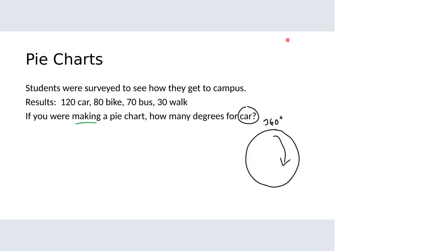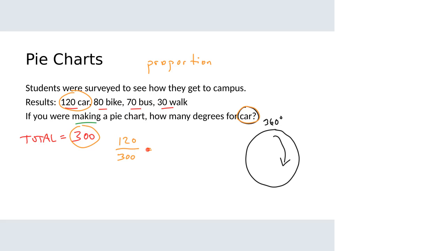Really important number for us here is the total number of students involved. And so we need to add up all the people that were surveyed. And we have 120 plus 80 plus 70 plus 30, that's 300. And now really this becomes a proportion question. When we want to figure out how many degrees to give to a certain category, we're going to use a proportion. We're going to say, okay, how many degrees for car? Well, 120 out of 300 rode in a car. So 120 out of the 300 people rode in a car.